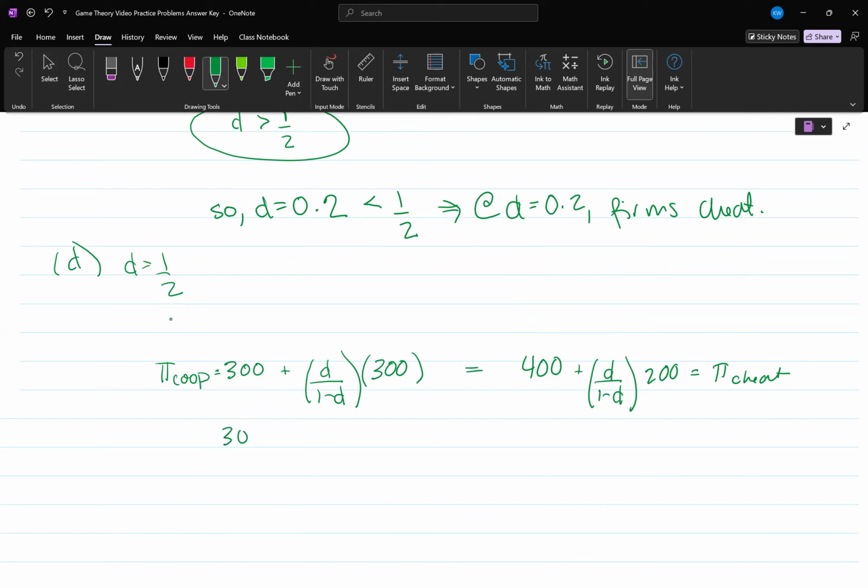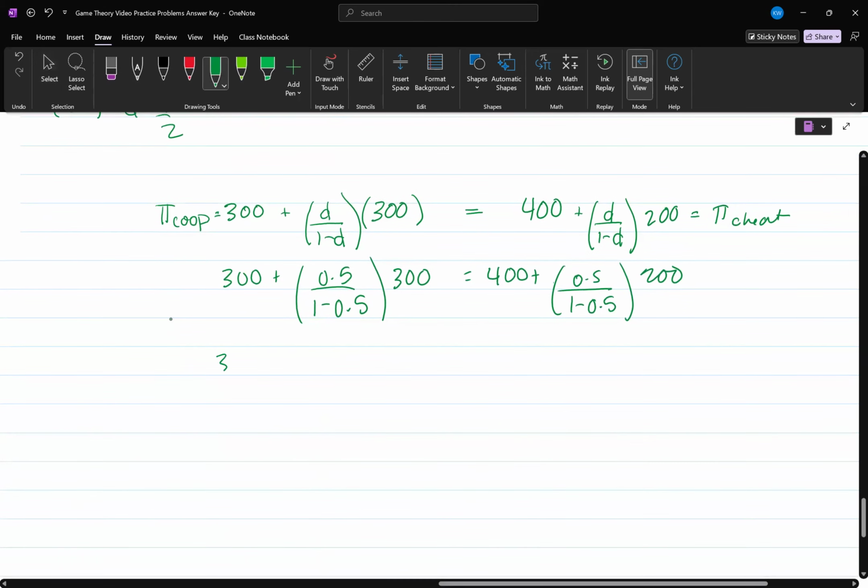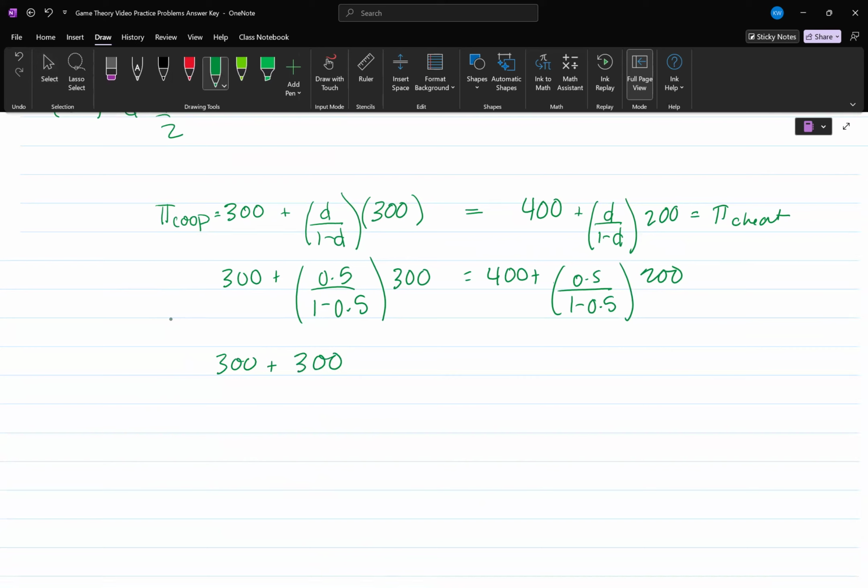If we substitute 1/2 for our d, we'll have 300 plus 0.5 over 1 minus 0.5 times 300 equal to 400 plus 0.5 over 1 minus 0.5 times 200. Then we'll have 300 plus 0.5 over 0.5, which is 1, that'll be 300 equal to 400 plus 0.5 over 0.5, that's 1, times 200. And we were correct, right? The payoffs when the discount rate is 1/2 are equal whether the firm cooperates or defects.